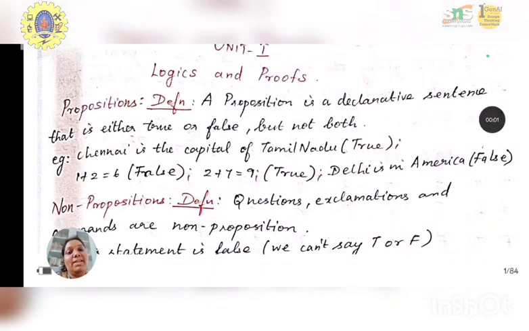Let us see some more examples of propositions. 1 plus 6 equal to 7 is true or false? We know that 1 plus 6 equal to 7 is true. And 1 plus 2 equal to 6 is false. Which is called a proposition. For non-propositions, we can't say true or false, it may be a yes or no question, or we have to obey an order like that.